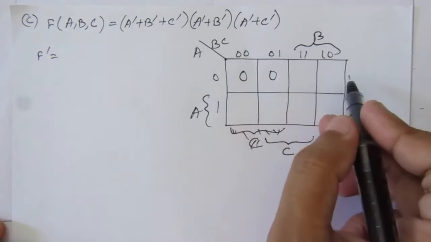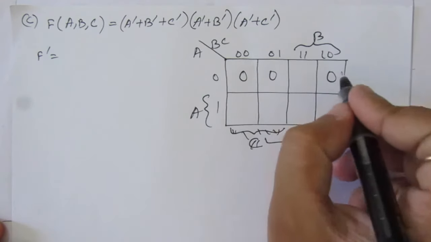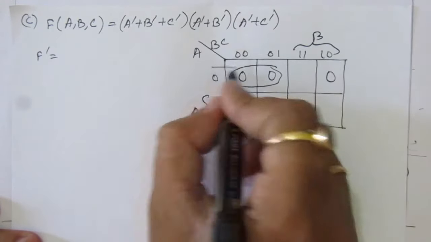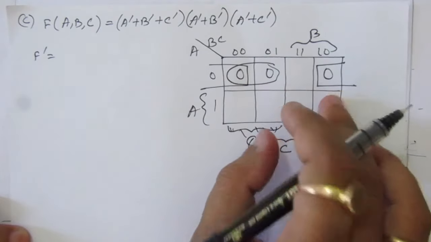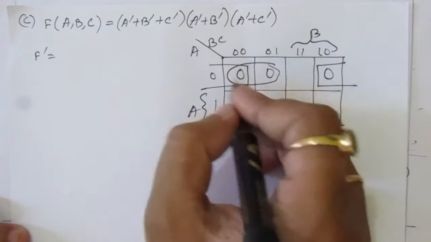A bar is this row and C bar is the first and the fourth column. Okay, so we'll put here 0. So we can combine like this and we can combine like this. So here we have used 0. Therefore, we have to write it as F bar. Okay, F bar, from this term, what we'll get?